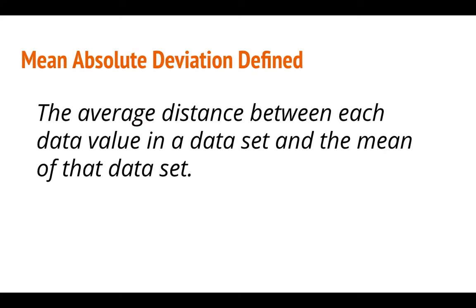So mean absolute deviation is the average distance between each data value in a data set and the mean average of that data set. So I'm going to break down what that means.